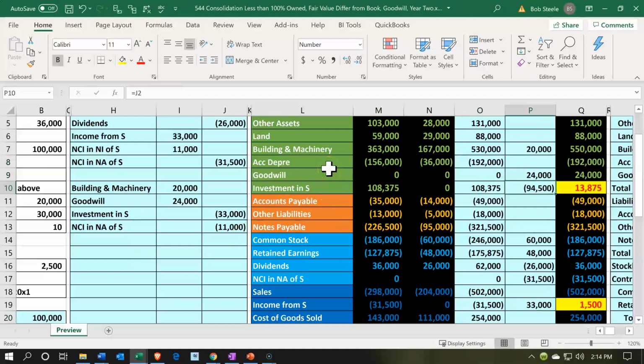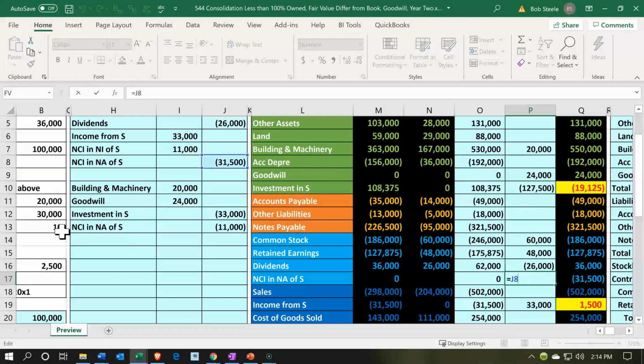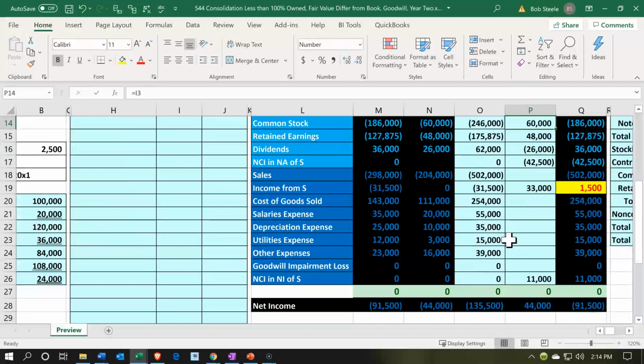So I'm in P10, F2 plus F2. We're picking up that 33,000. And then the non-controlling interest in the net assets, which is in P17, F2 plus F2. We're going to be picking up that 11,000. So there we have that. That should be putting us back in balance. So we're back in balance again.